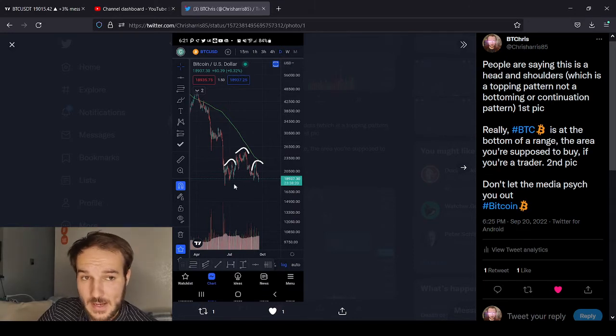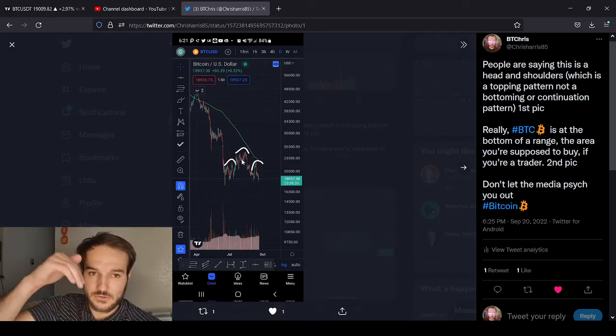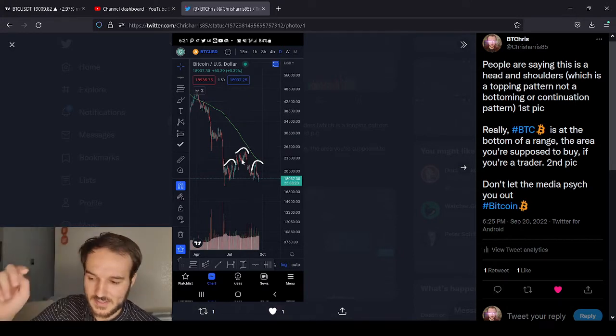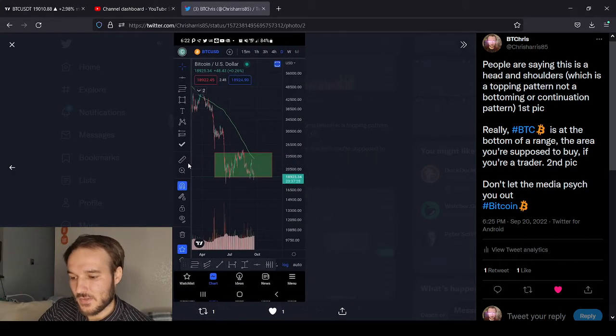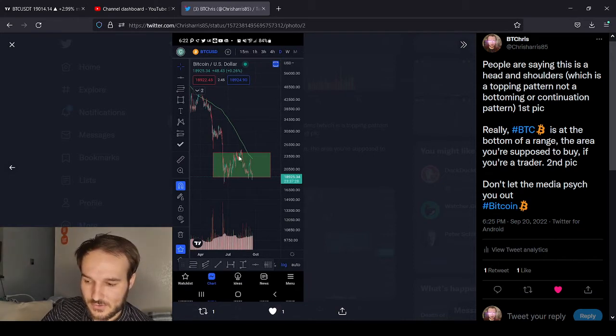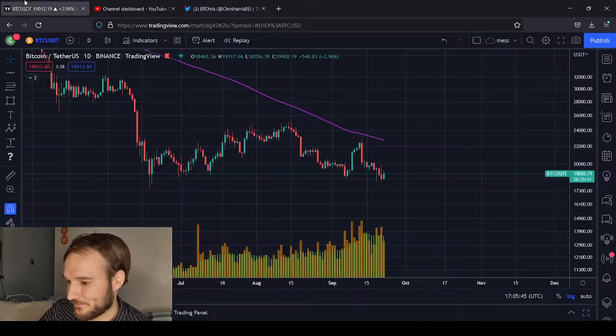Head and shoulders patterns don't happen at the bottom of a range. An inverse head and shoulders pattern does, but a head and shoulders pattern does not. It's a topping pattern. It's a reversal or a continuation pattern at the top. It's not something you see at the bottom ever. To me, what this more likely looks like is a range. And we're going to get into that in just a second.